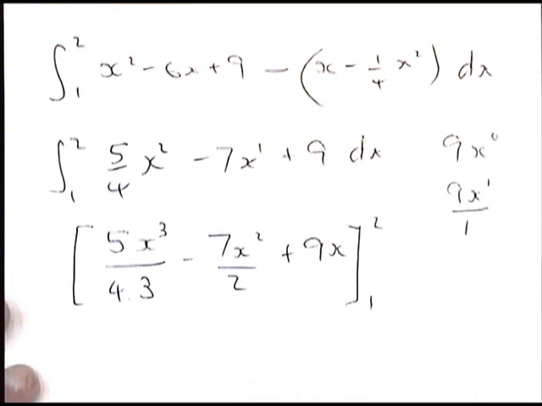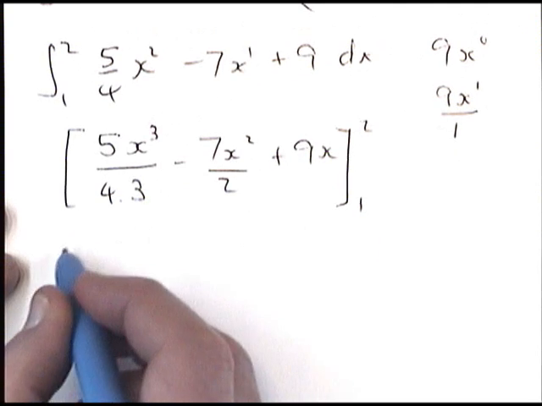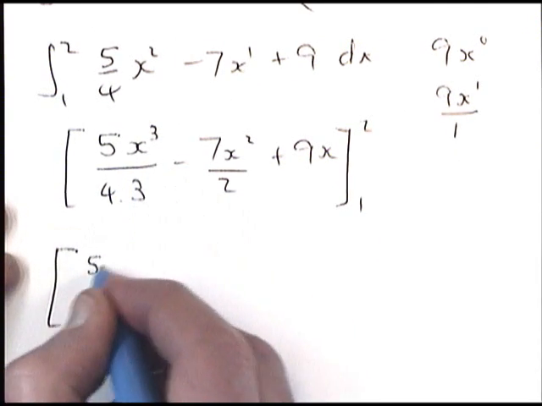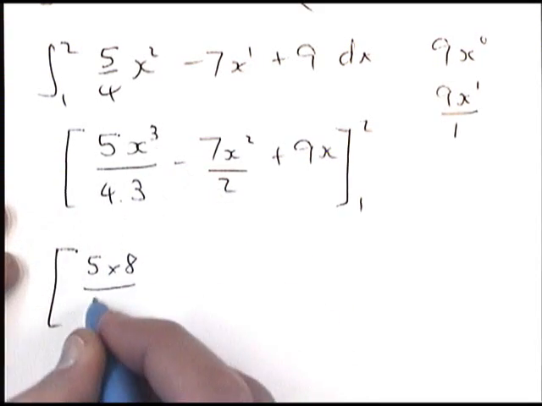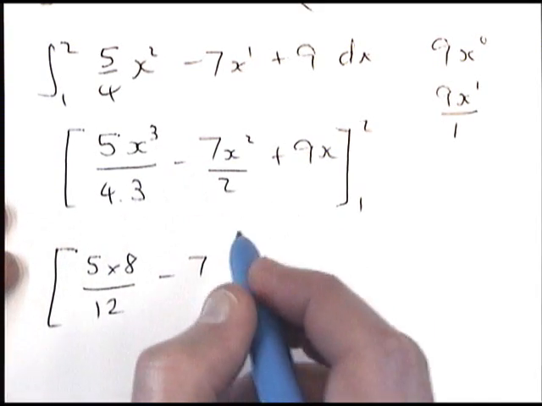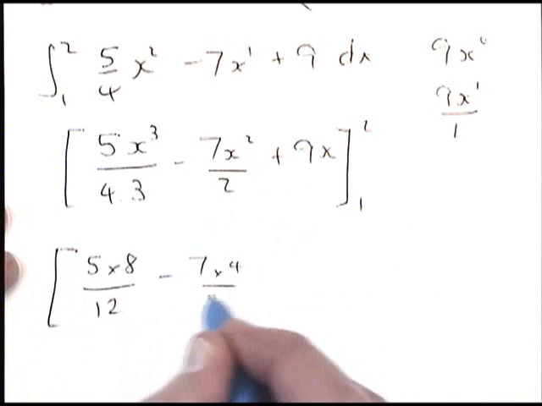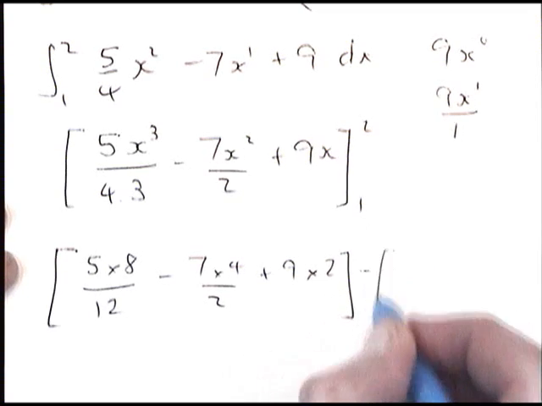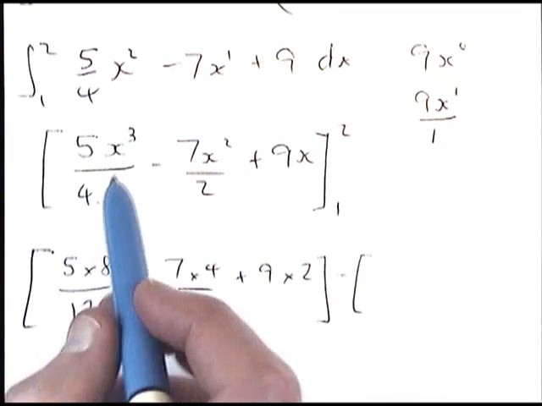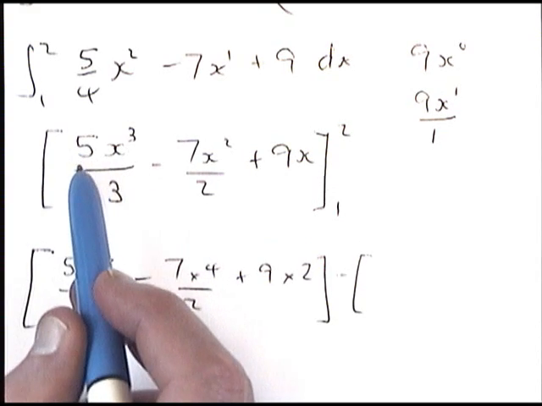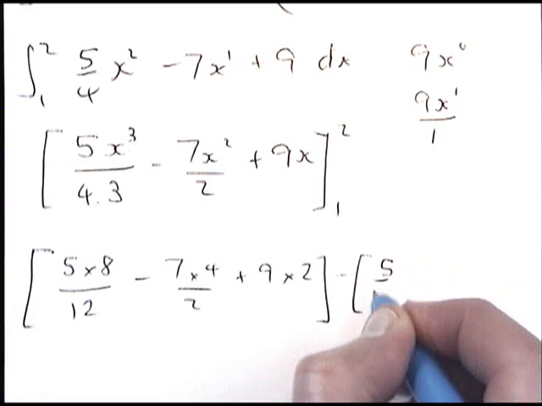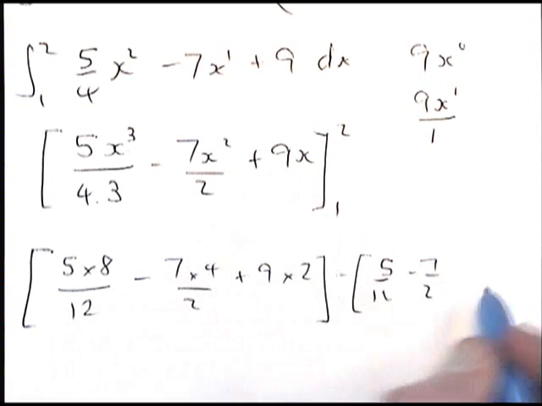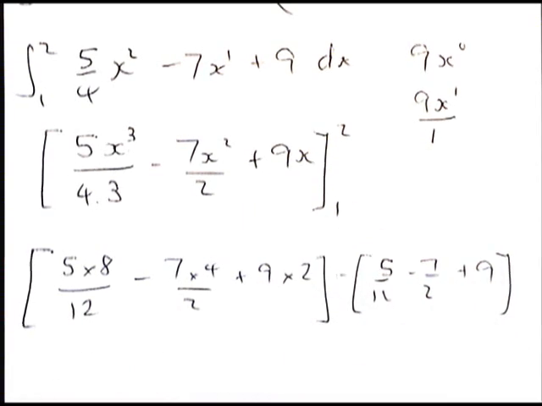Now I need to substitute those values in. So, when I substitute the 2 in, 2 cubed is 8. So I've got 5 lots of 8 over 12. Here I've got 7 lots of 2 squared over 2 and 9 lots of 2. Then I need to do the same thing with the 1. 1 cubed is 1, so this will just be 5 over 12. 1 squared is 1, so I get minus 7 over 2, plus 9 lots of 1, that's just 9.